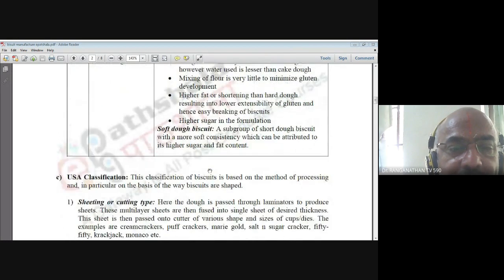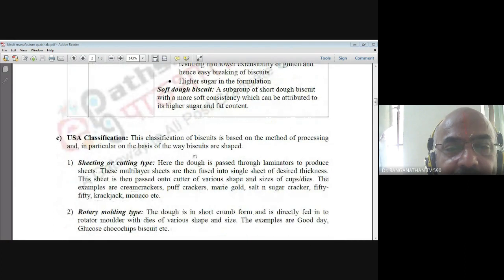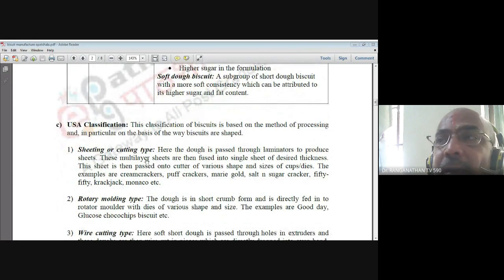Then again, you have the USA classification, where it is based on the way it is manufactured. One is sheeting or cutting. The moment you say sheeting, it means lamination, and this is done in a way comparatively similar to what is called a hard dough biscuit. I think I already told you, the examples are something like Marigold or Crackjack. I think that day itself I told, right?